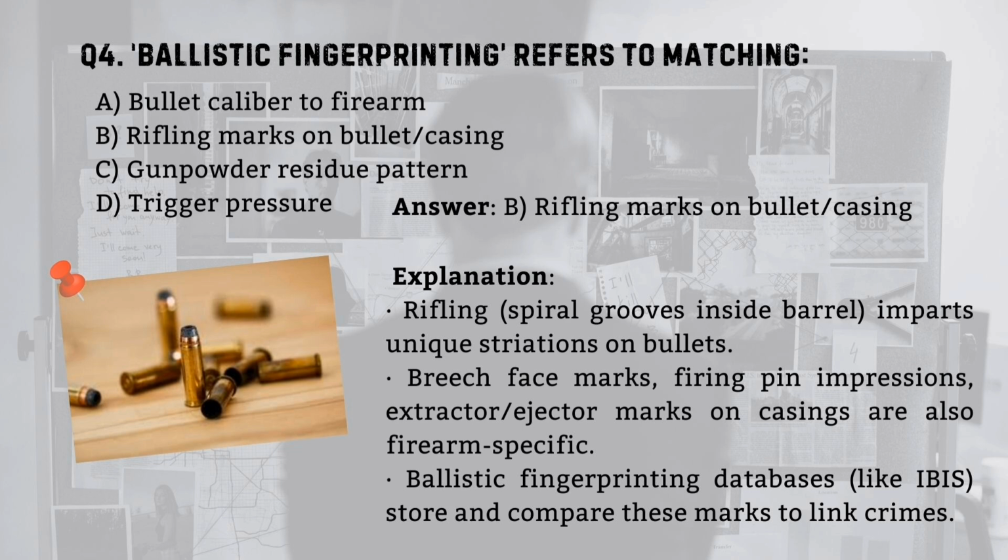Fourth, ballistic fingerprinting refers to matching: answer is rifling marks on bullet or casing. Now spiral rifling inside a firearm barrel produces unique lands and groove striations. Now these reproducible marks enable firearm identification.